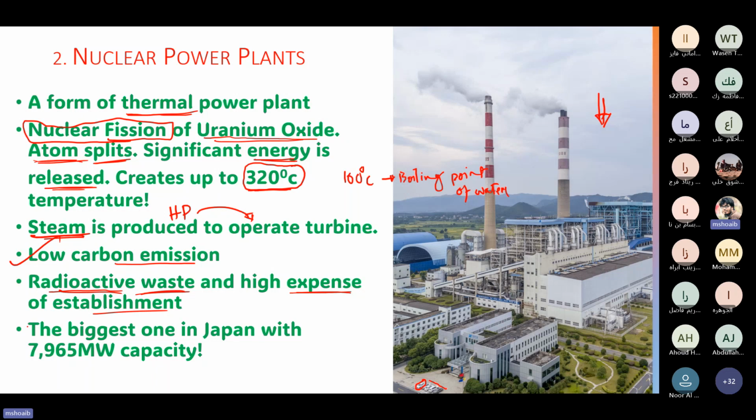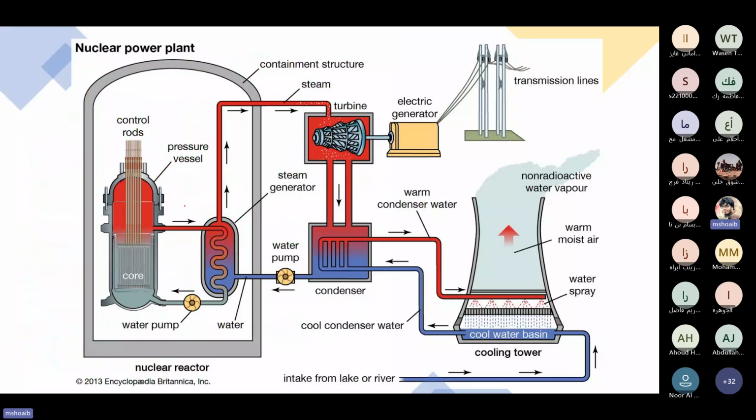So the biggest power plant run by nuclear fission is in Japan. Okay, which has almost close to 8,000 megawatt capacity, which is a very big capacity of electrical energy, you can understand. Okay, so this is actually the picture.